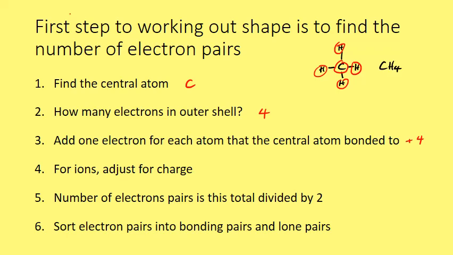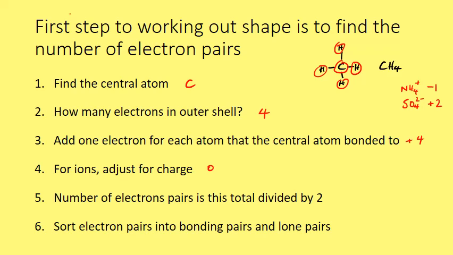And if it was an ion, which it is not, of course, you would adjust for the charge. For example, NH4+ is a molecular ion that has a positive charge, which means it's lost an electron, so you would subtract 1. Whereas if you were trying to draw SO4 2-, you would add 2, because the SO4 2- has a 2 negative charge, which means it must have 2 extra electrons. But in this case, we don't have to make any adjustments because it's not an ion.